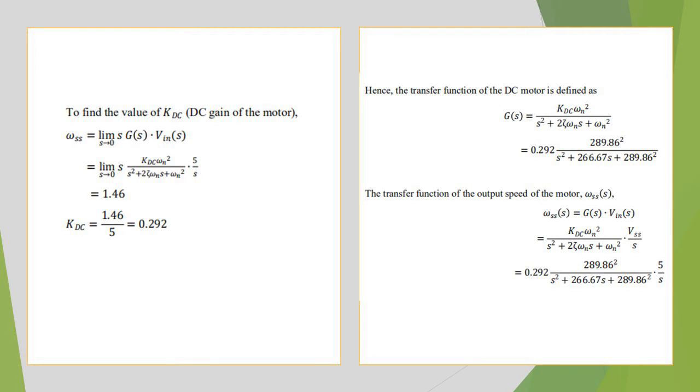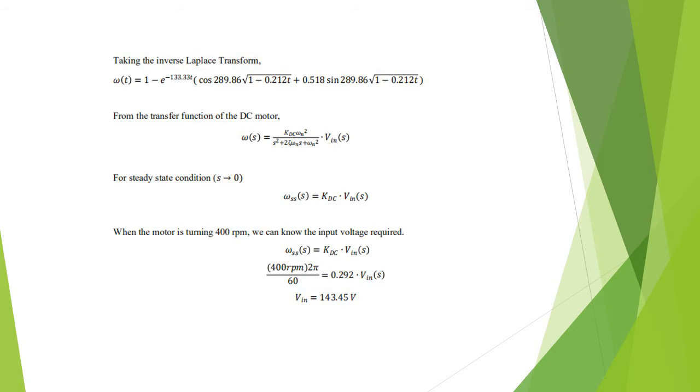The next step is to find KDC, which is the DC gain of the motor. We use the final value theorem to find the KDC. Finally, we found that the KDC of the motor is 0.292. So we can define the transfer function of the DC motor as below. Taking the inverse Laplace transform, we can get the transfer function in the time domain.